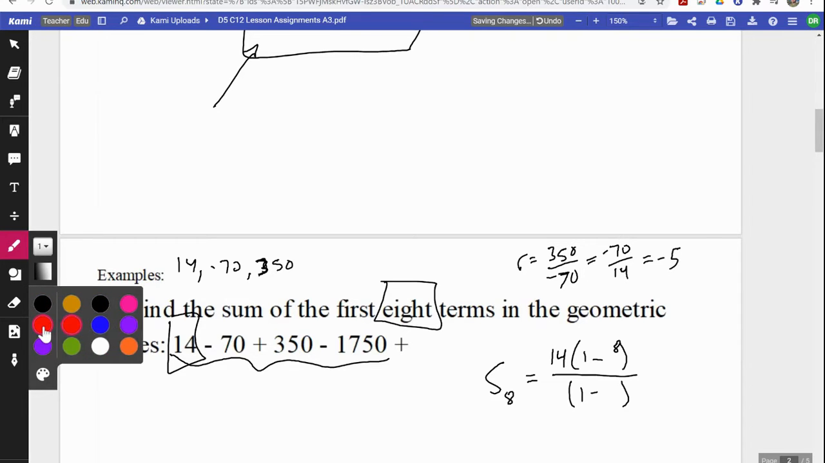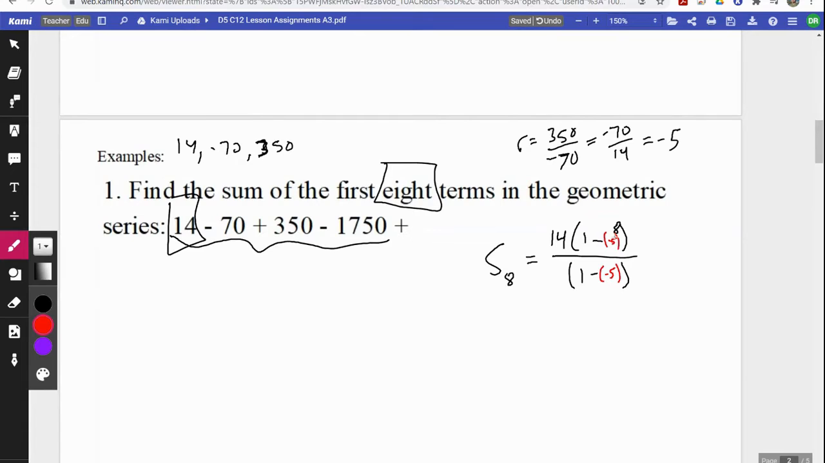So if we have a negative 5 for r, we got to simplify some things, but since the 8 is connected to the negative 5, we can't just subtract 1 minus negative 5 first. We have to do that exponent. On the bottom, however, we could simplify that. 1 minus a negative 5 is plus 5, basically. 1 plus 5 is 6.